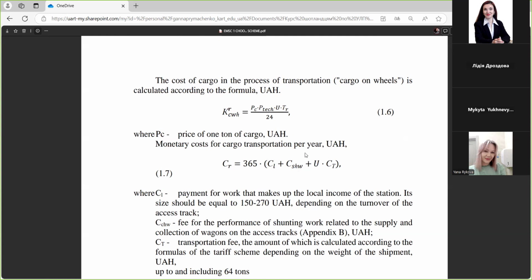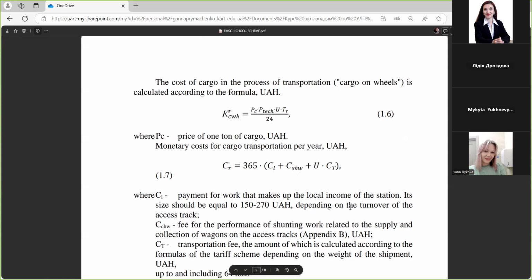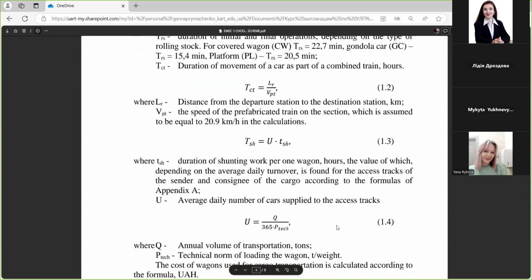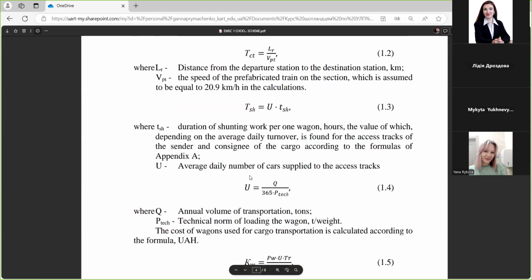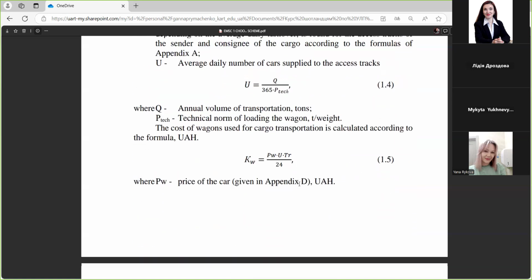And the last, we write plus after it. And we need to find our U. If you remember, it was our formula 1.4. It is the average daily number of cars supplied to access tracks. We find its value and round up the number of wagons: one, two, three, or four wagons for different variants. Please write the result of your previous calculation, formula 1.4, it is U. We calculated it.